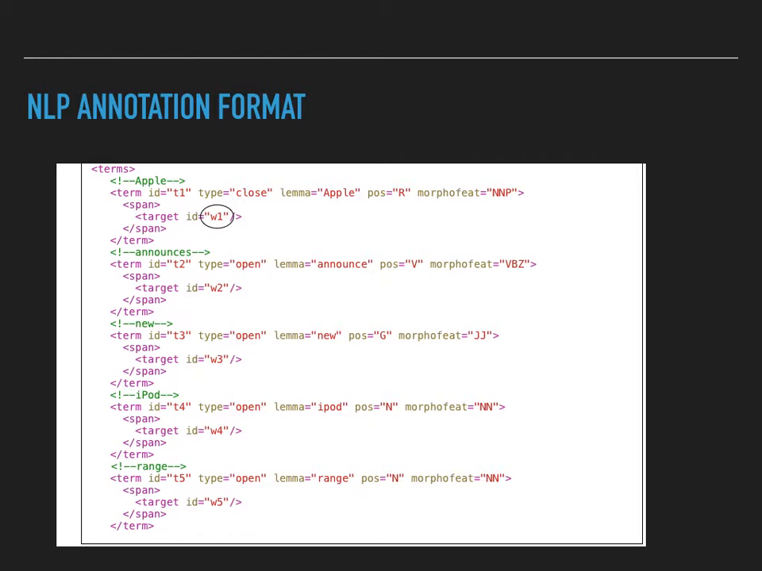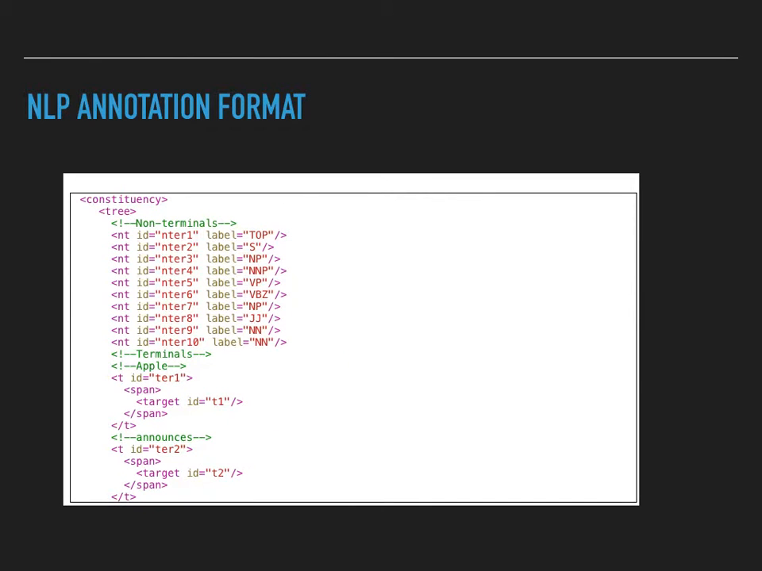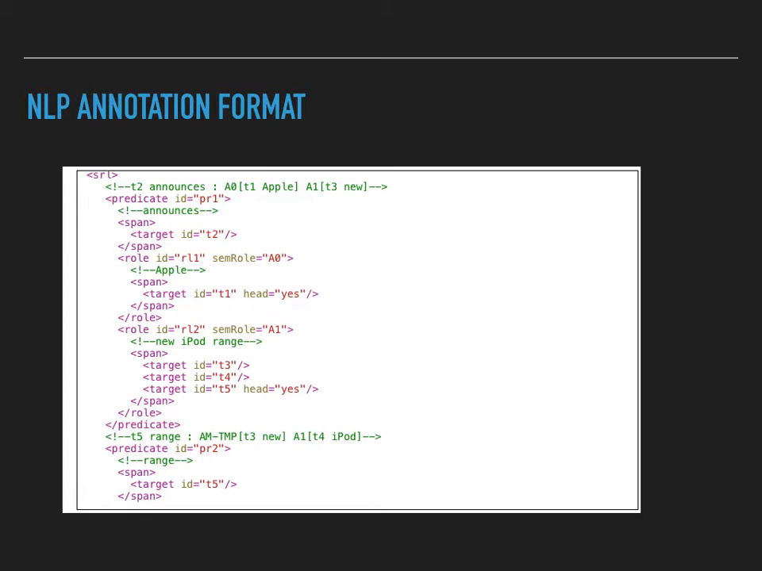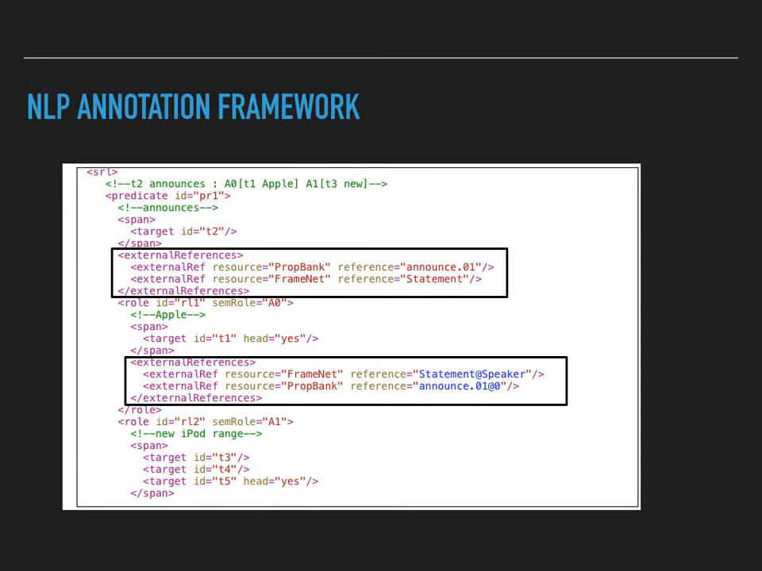All modules in the pipeline add information to the document's NAF structure. This can be done by adding a new layer, for instance, by the named entity recognizer, which adds an entities layer, constituents parsers, which add phrase structure trees, or semantic role labelers, which add predicates and their semantic roles. Other modules add information to existing layers. For instance, the named entity disambiguation model adds DBpedia links to entities in the entity layer. Or we add information about FrameNet frames or PropBank classes and roles to the semantic role layer.